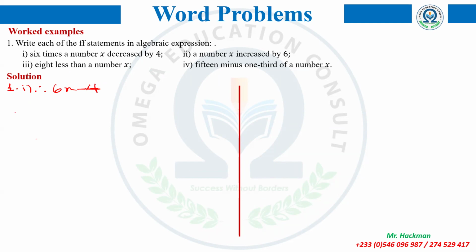I am going to do the second one also with you. Then the last two, I will ask you to give me your various answers. So this one too, your variable has been defined already. Therefore, a number x increased by 6. So obviously my number is x. Increase we know is for what? Addition. So it will be plus what? 6. All correct.